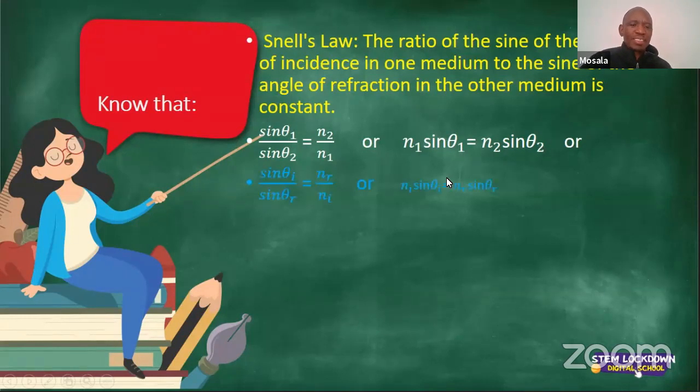Or we may represent it this way. The sine of the angle of incidence in one material over the sine of the angle of refraction in the other material is constant. It will be given by the refractive index of the material in which light is refracted over the refractive index of the material from which the incident ray came. So we can also rearrange the equation this way.